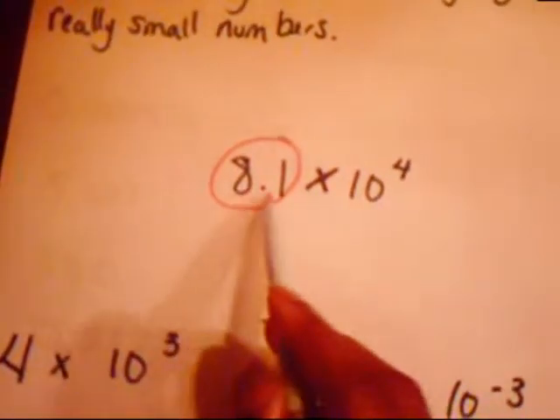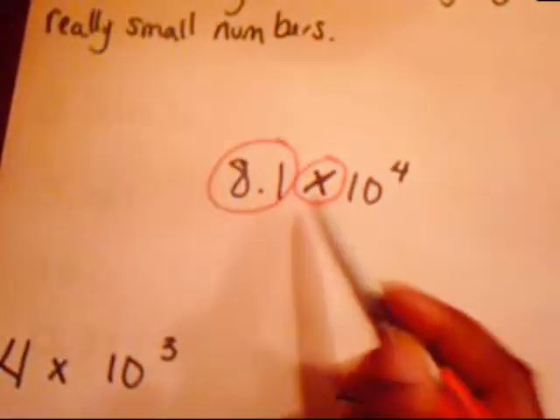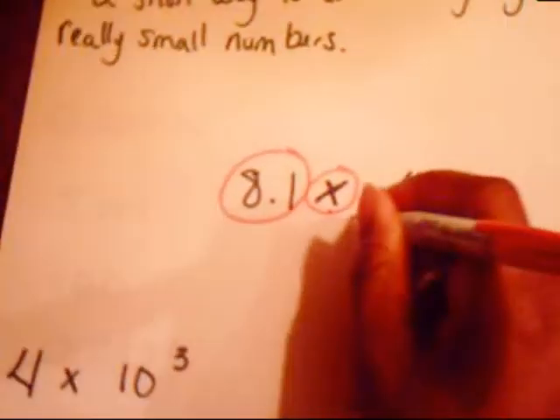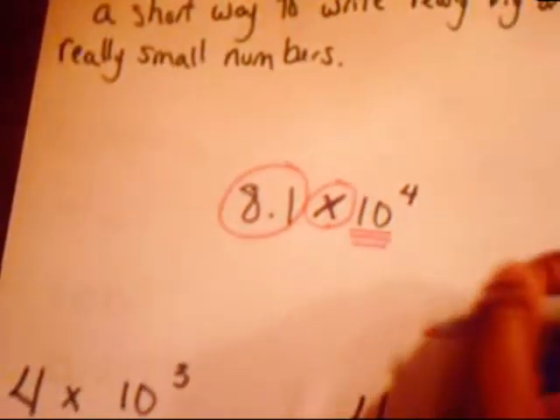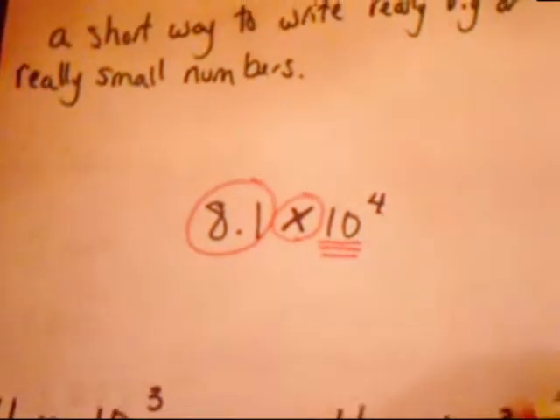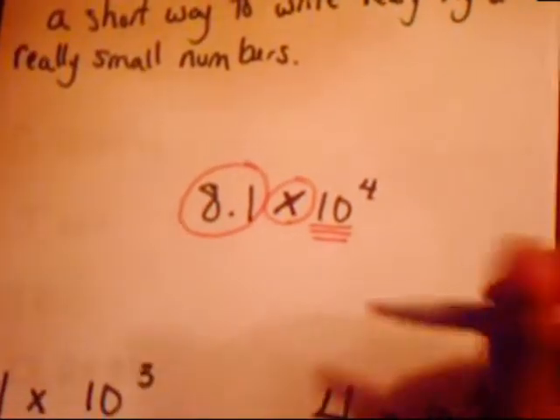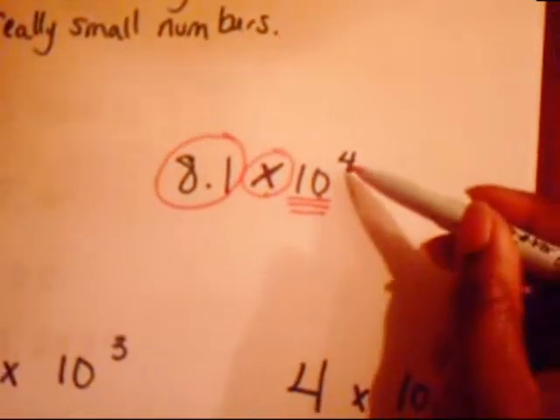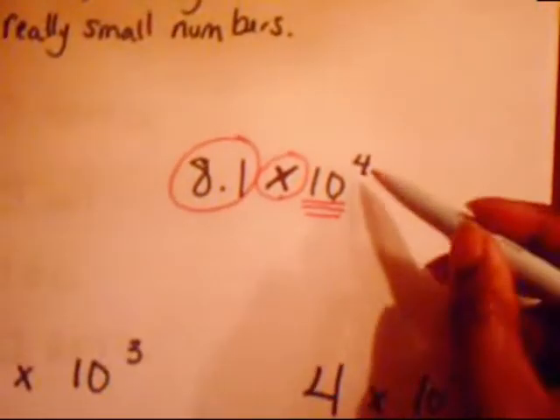You usually have a number right here, and that number can usually contain a decimal, or it can be a whole number. And then you have this old school times symbol that we probably haven't used in a long time, probably since 5th grade. And then you always have a base of 10 and a power. Whenever you have scientific notation, you have to have a base of 10 and a power. The power could be positive or the power could be negative.